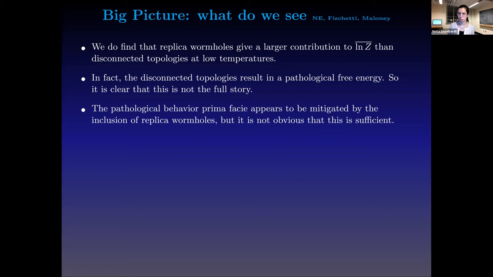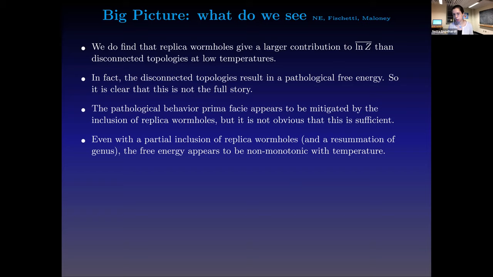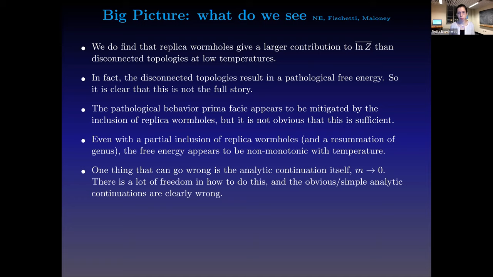Even with this, where we do a partial inclusion of replica wormholes, and I'll be much clearer on what that means later, and a resummation of genus, the free energy appears to be non-monotonic with temperature, which is, again, very pathological. So it's possible we just need to do a full inclusion of replica wormholes. Maybe that fixes the problem. But one thing that can easily go wrong is the analytic continuation itself. This m goes to zero analytic continuation is, in fact, non-unique. There's a lot of freedom in how to do this, and the obvious or simple analytic continuations are just clearly wrong. They're giving us a wrong answer.